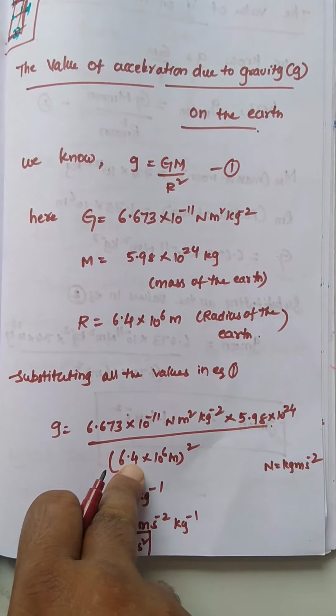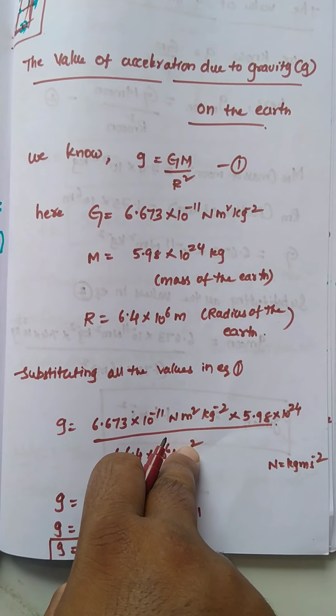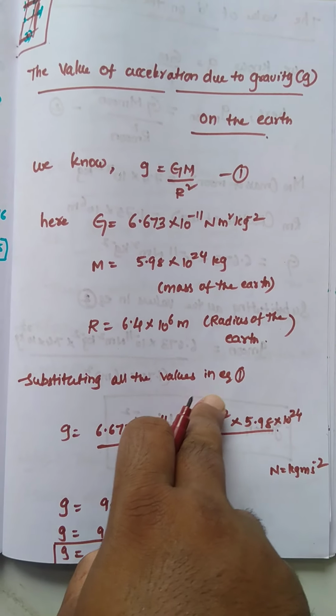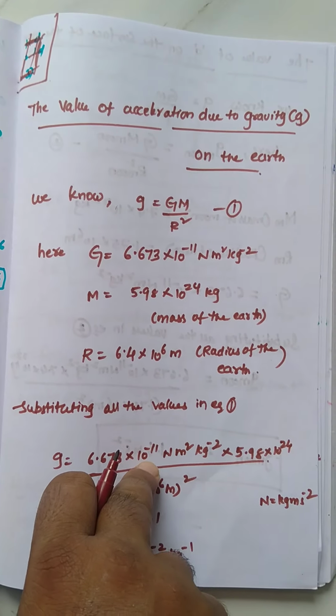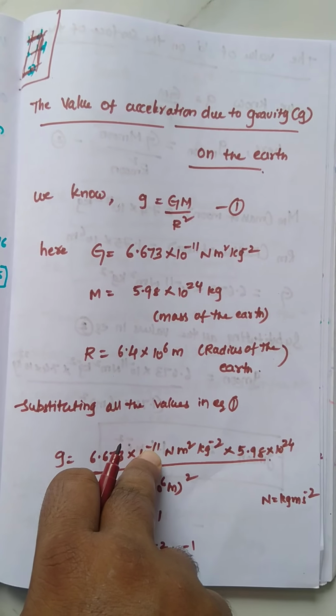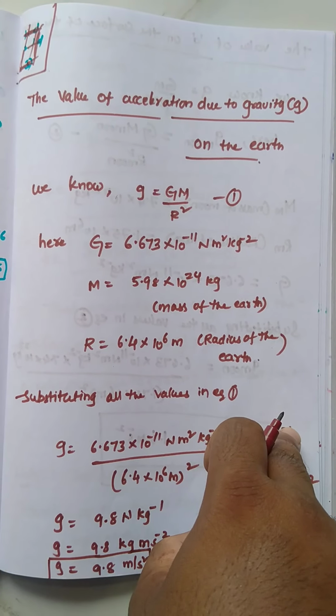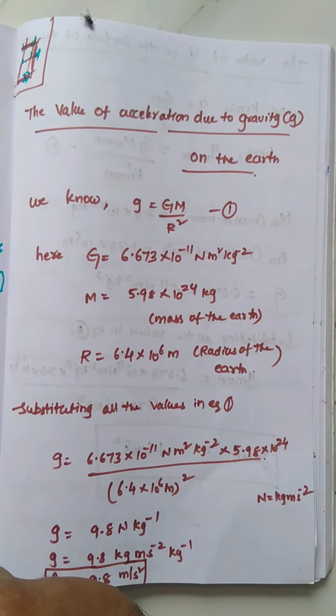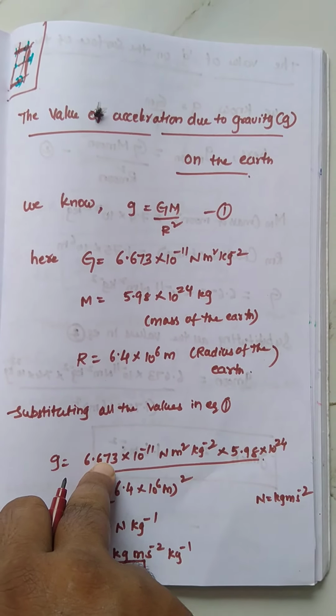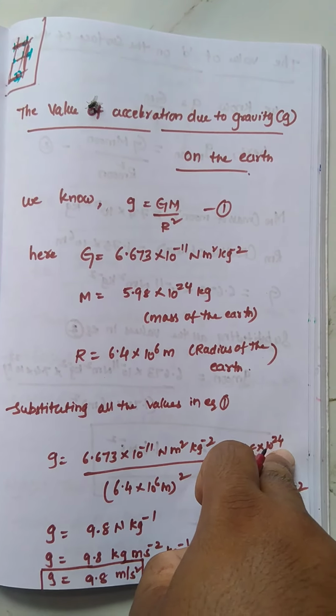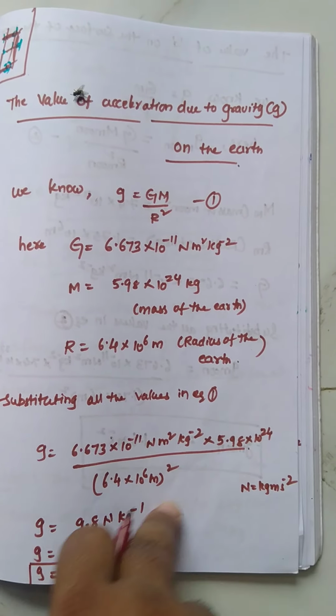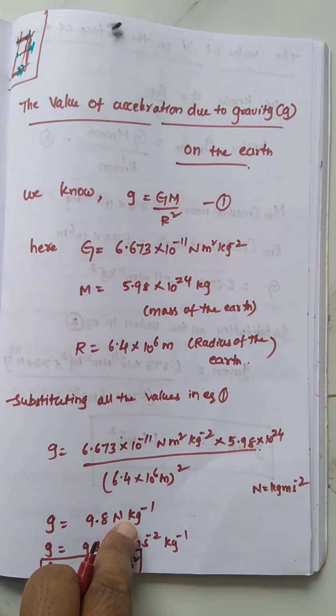Here, 10 power of 6 whole square means 10 power of 12. It goes to the numerator, so it becomes minus 12. Then minus 12 minus 11, how much? Minus 23. So 10 power of minus 23 into 10 power of 24 is 10 power of 1. Now you can calculate 6.673 into 5.98 into 10 by 6.4. I will get 9.8 newton kg power minus 1. If you want, you can also calculate it yourself.